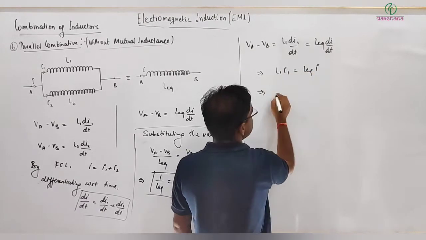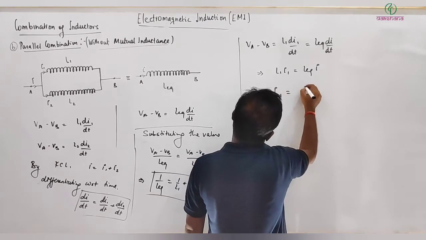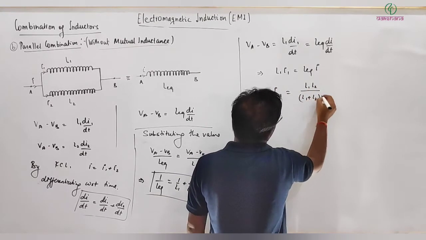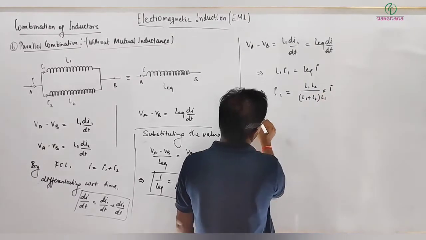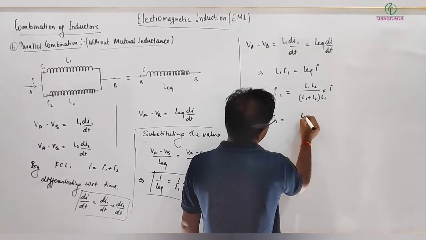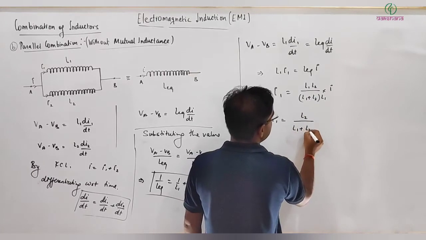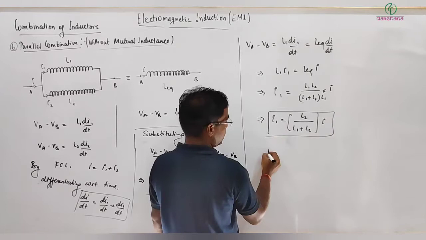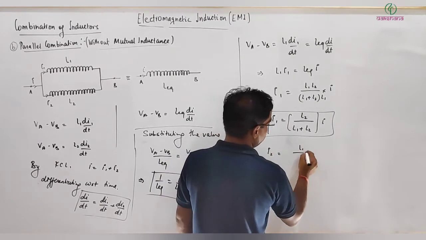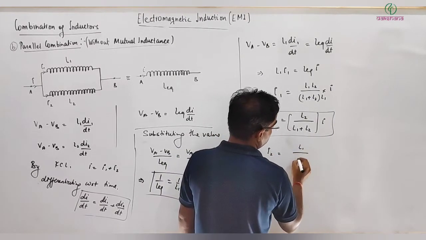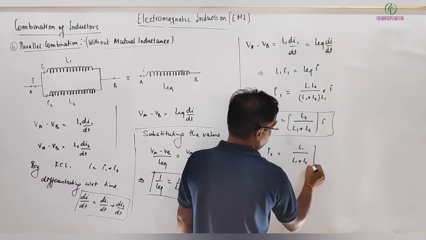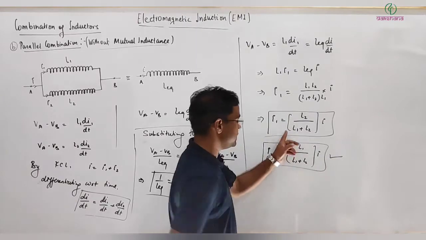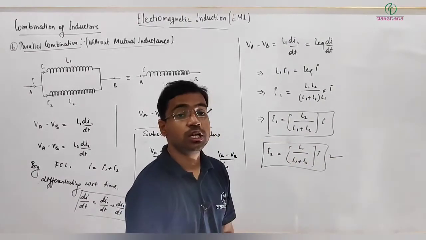and simply substituting L equivalent is equal to L1 L2 divided by L1 plus L2 and L1 into net I, this implies I1 is equal to L2 divided by L1 plus L2 multiplied by total I. In the same manner, I can write I2 is equal to L1 divided by L1 plus L2 multiplied by total current. So remember these relations, these are also important, and will be used in solving problems.